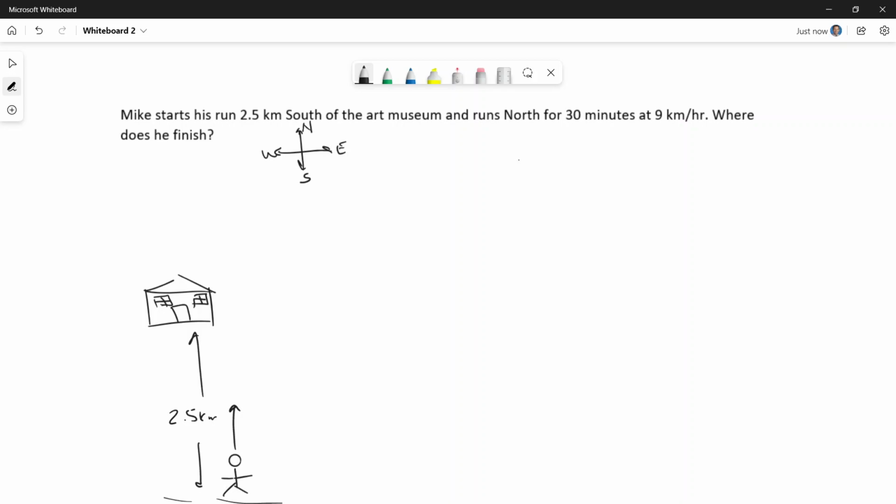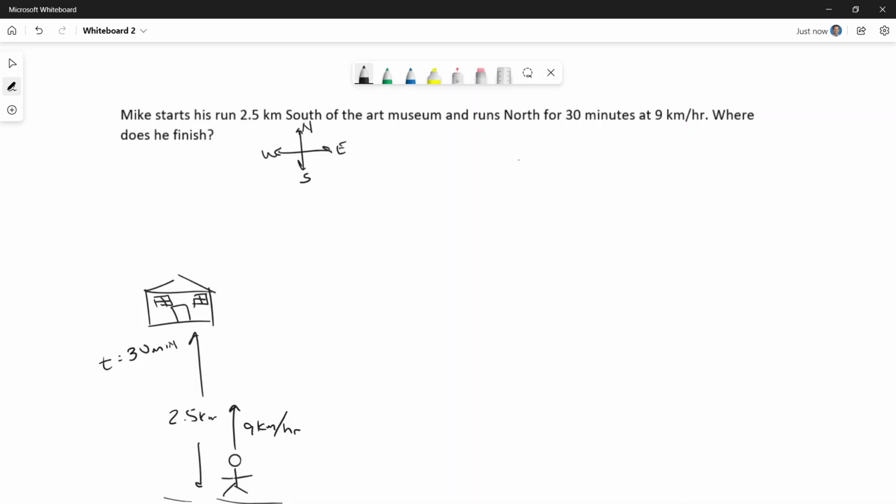And he's running with a speed of 9 kilometers per hour. And the time of his run is 30 minutes, right? So I've kind of organized all my work here, and you might get a general idea where he might finish. If he was to go for 1 hour, he would go 9 kilometers. So intuitively you might think, well, let's say he's going to go 4.5 kilometers.